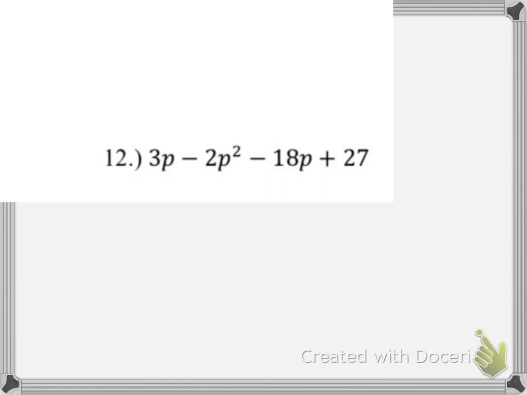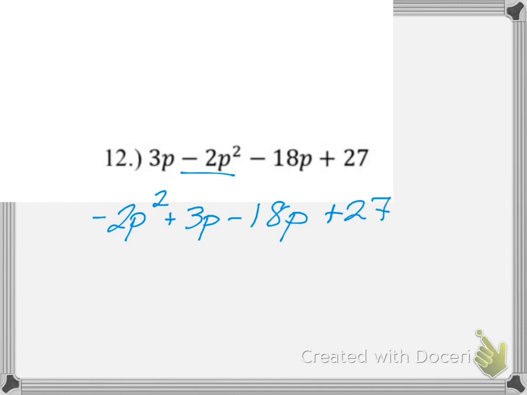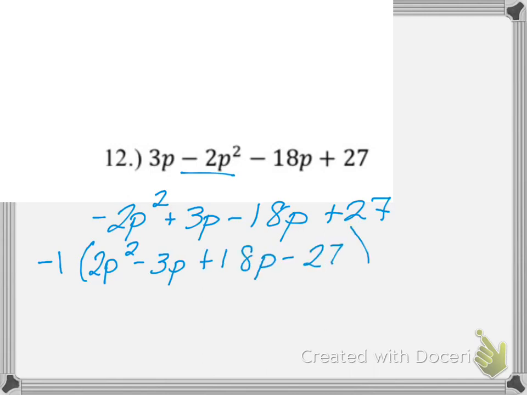And then number 12, again, it's not in standard form. So I would take this negative 2p squared, write that first. Then I'll write the 3p and the negative 18p and the 27. Now you're probably thinking, hey, aren't these like terms? Couldn't I combine them? Yes, you can. But I don't want you to, and there's a reason for it. It doesn't make sense now, but just trust me, okay? Don't combine like terms. Let's factor out a negative 1. So that leaves me with 2p squared minus 3p plus 18p minus 27.